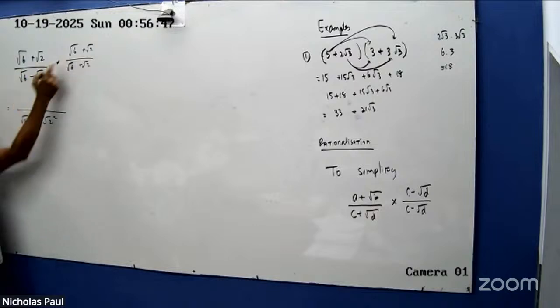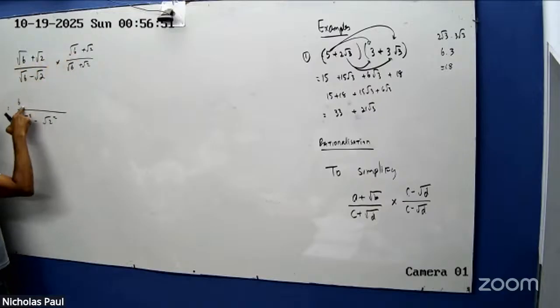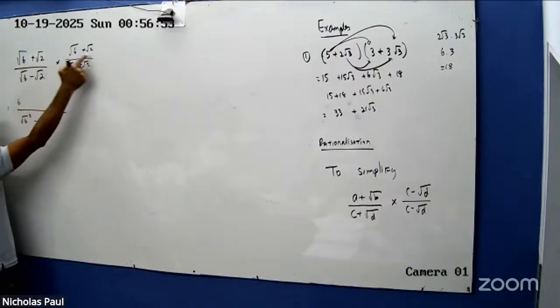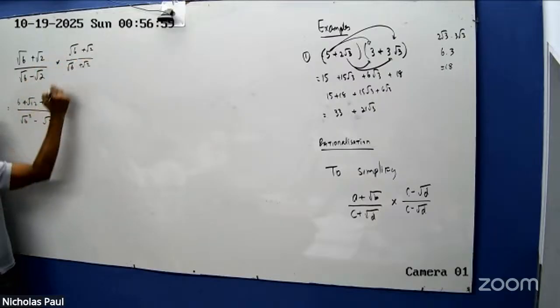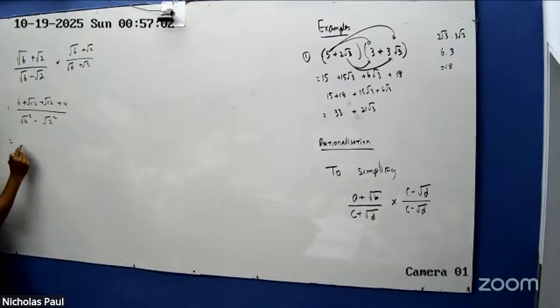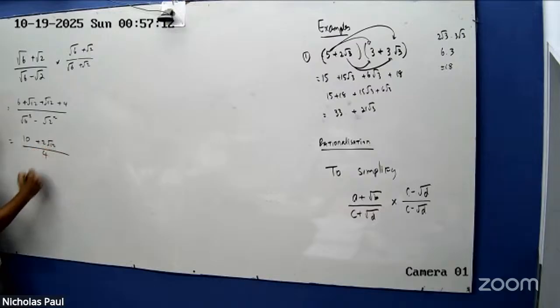Root 6 by root 6 is 6. Root 6 by root 2 is root 12. Root 2 by root 6 is root 12. Root 2 by root 2 is 4. Right? Root 6 squared is 6, root 2 squared is 2, so the denominator is 4. 6 plus 4 is 10. Root 12 plus root 12 is 2 root 12. This can simplify a little bit more, right? It's 10 over 4.